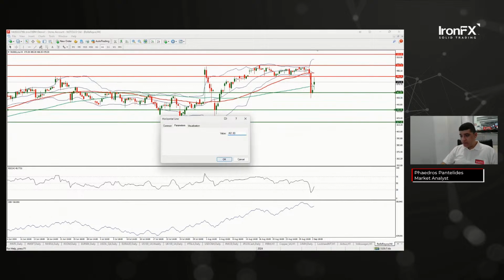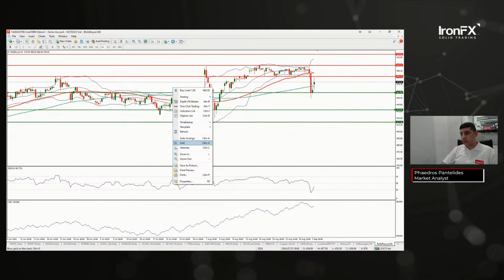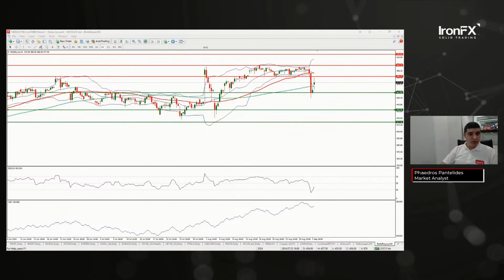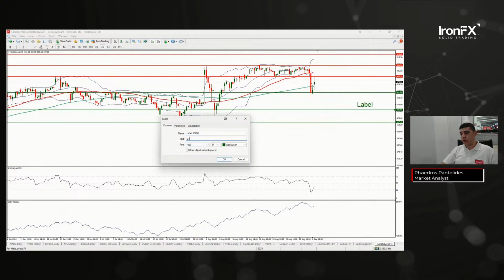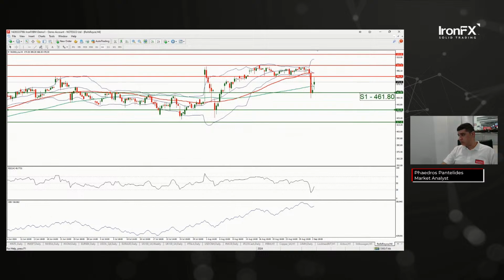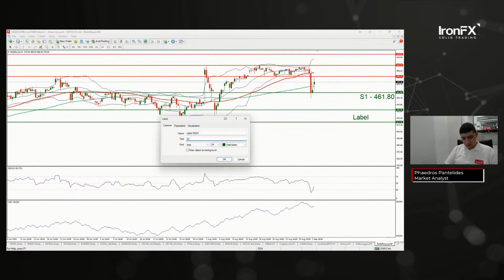Overall, I would be maintaining a bearish outlook for the company's stock price for the reasons that we've mentioned before. And now we need to add the text labels here so that it's easier for you to follow at home. 461.80, that is my S1. S2, as we've discussed, 435.95. That would be my S2 support line.